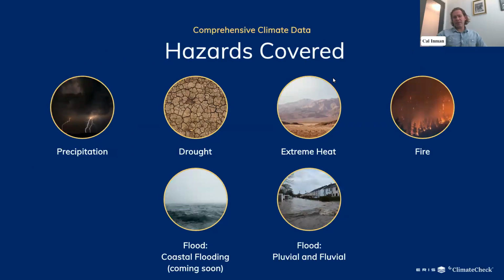A brief overview of the hazards we cover. There's 2 general buckets of hazards. The first are chronic ongoing hazards that we experience with high frequency. Those include precipitation, drought, and extreme heat. And then the second bucket are acute hazards, hazards that cause loss, insurable loss, and damage to properties. Those include fire and flooding. I'll take you through a brief overview of all the hazards and their granularity and the coverage, and then show you a little bit about the product.